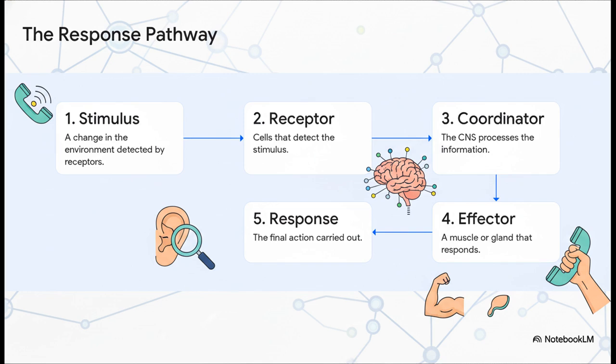Now this, right here, is super important. This 5-step sequence is how every single response happens. First, you have a stimulus, say your phone buzzes. Your skin cells are the receptor that detects it. That signal zips to the coordinator, which is your central nervous system. Your brain processes it and sends a command to an effector, maybe a muscle in your arm, which then carries out the response, picking up the phone. You absolutely need to know this order for your exam. Stimulus, receptor, coordinator, effector, response. It comes up all the time.